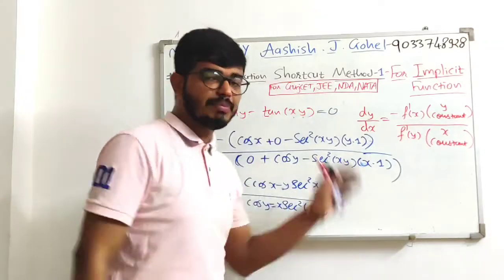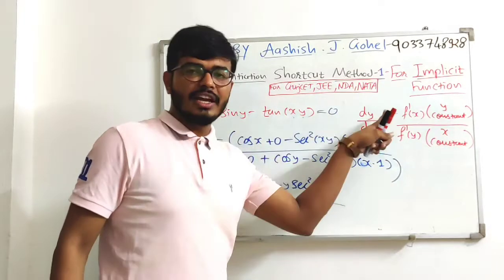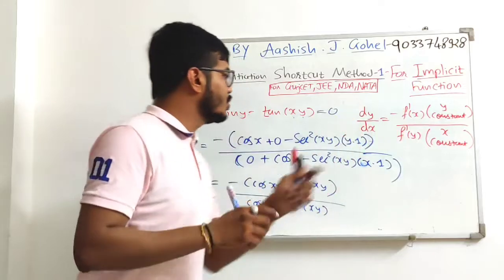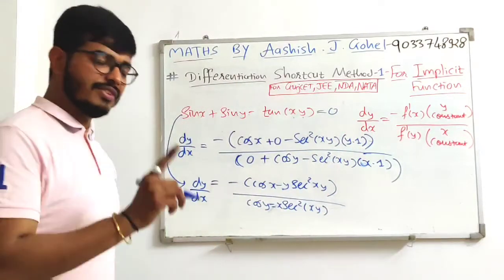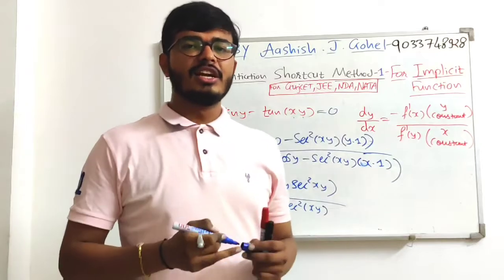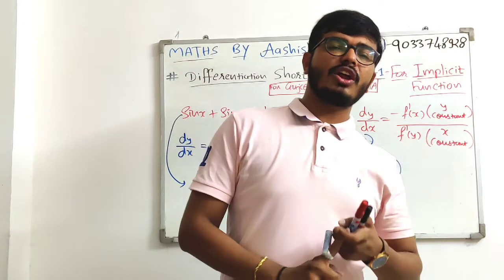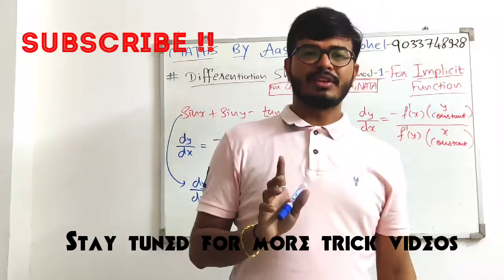After learning this, after practicing this formula in many questions, you can directly write down this step. Okay, and it will just take 3 to 4 seconds to answer differentiation of any implicit function.